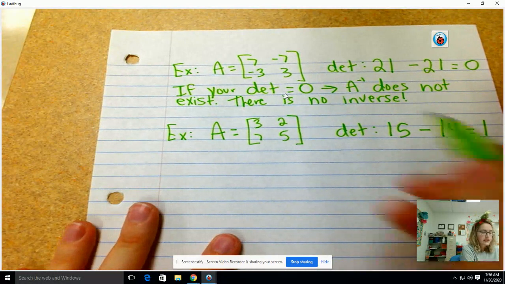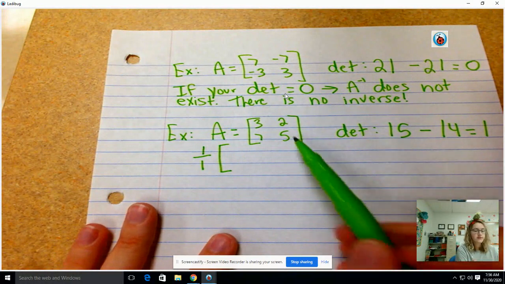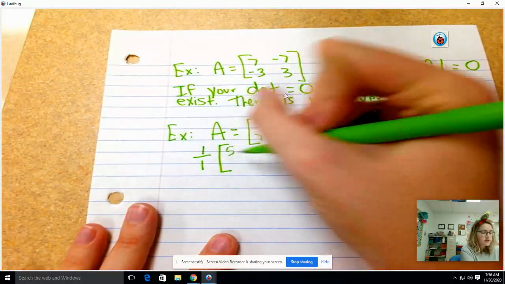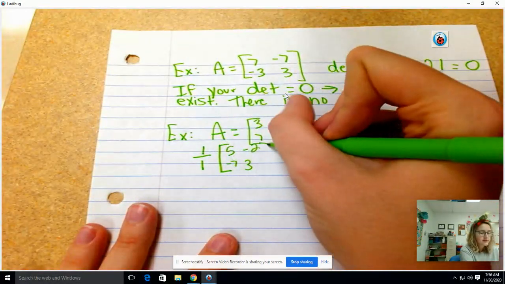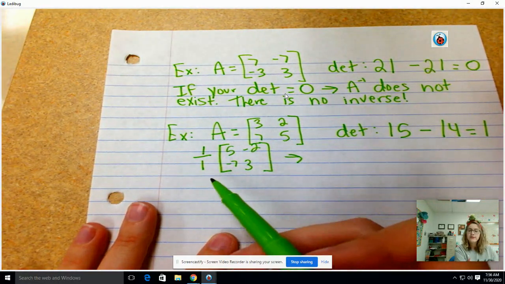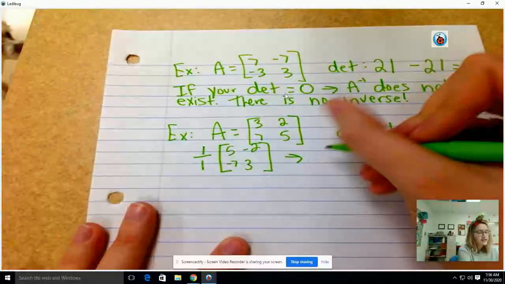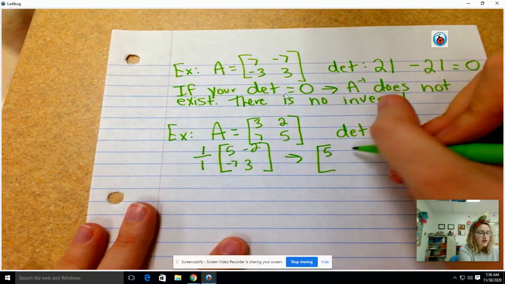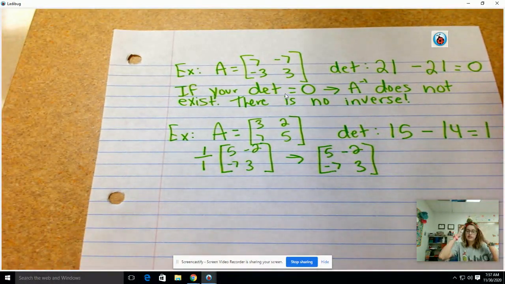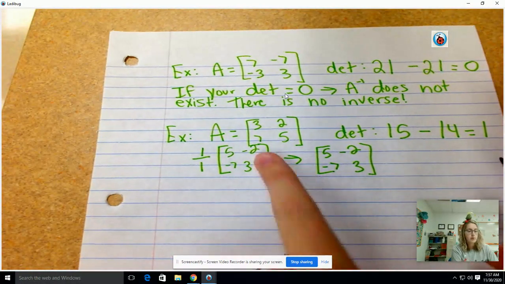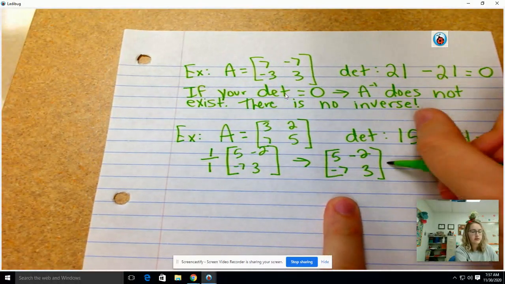So what we're going to do is take our determinant, 1 over 1, times, we're going to have to flip the spots of our A and our D. So 5 and 3, and then change the signs on our B and our C, negative 2 and negative 7. So 1 over 1 is just 1, and so we'll multiply 1 by all of these. That's not going to change anything. So that means our inverse matrix is going to be our matrix where we flipped our A and our D and changed the signs of our B and our C. So this would be our A to the negative 1.